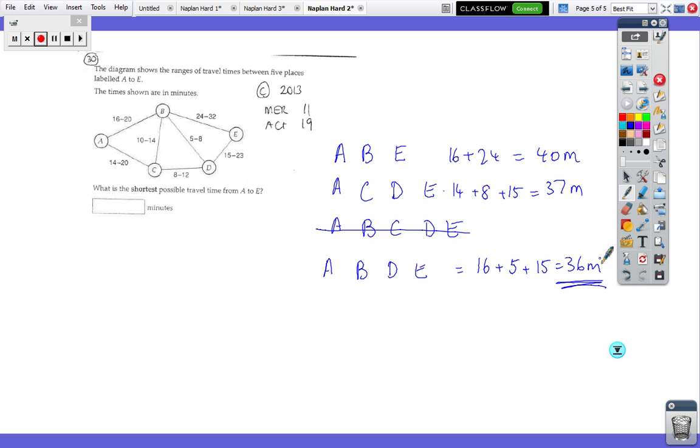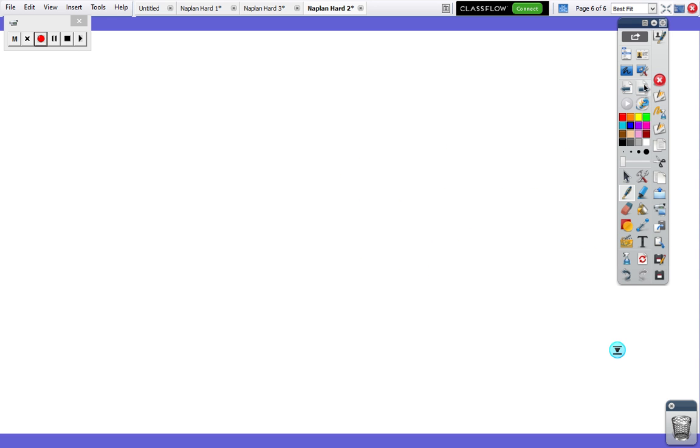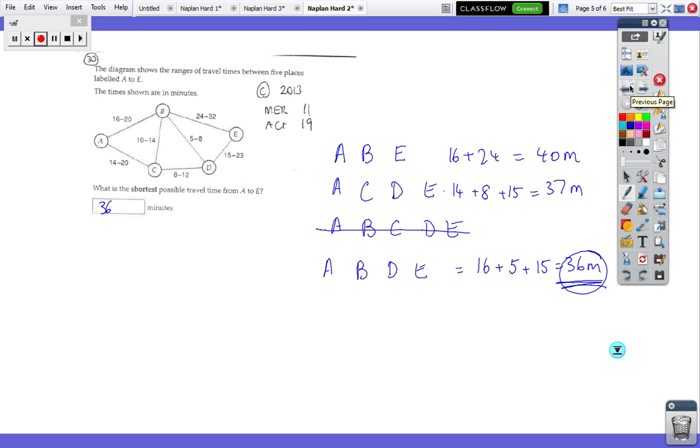So what's the shortest answer? I reckon it's 36 minutes. If you get a different answer, I'm happy to be corrected, but I think that's the right answer. Okay, and I think that's the last question, and that's it. So I hope you enjoyed NAPLAN hard questions.